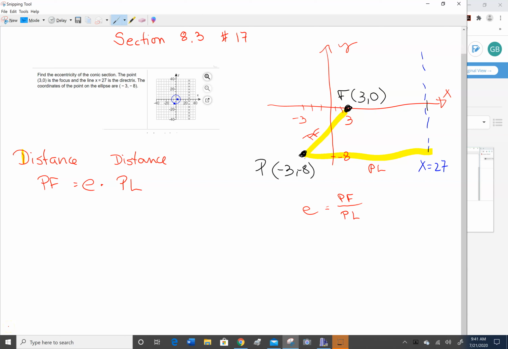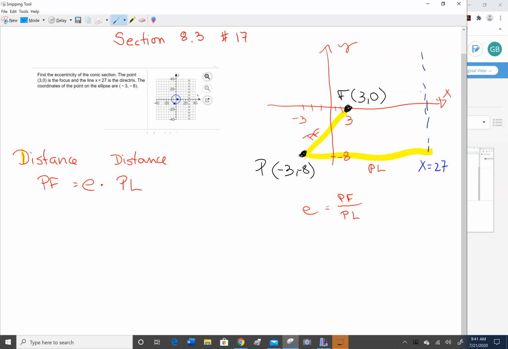Hello, it's me. This is a problem from section 8.3, number 17, and what you have to do is find the eccentricity of the conic section. We have a point that is given, the focus of (3, 0), and I drew a larger picture over here on the right-hand side. That is the focus, and the line x equals 27, a vertical line as I drew it here, is the directrix.